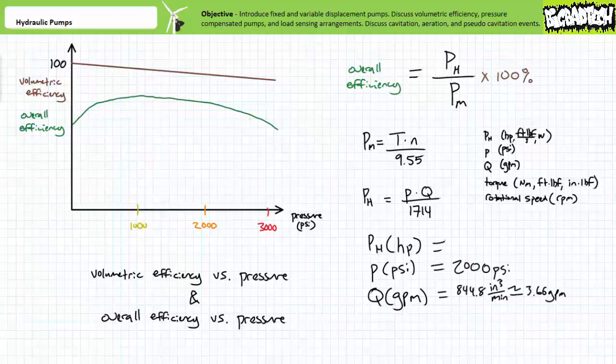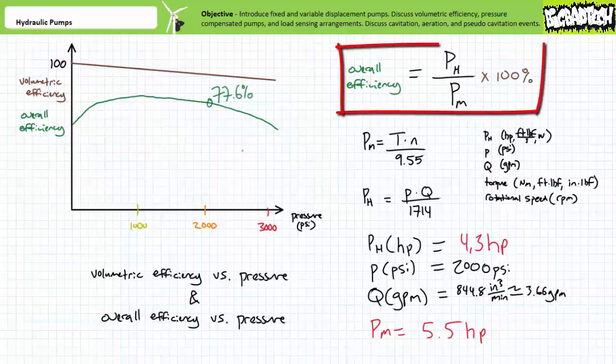Just going with this formula, it can be shown that a flow rate of 844.8 cubic inches per minute, or roughly 3.66 gallons per minute at 2000 psi, represents roughly 4.3 horsepower of hydraulic power. If the pump was actually consuming 5.5 horsepower of mechanical power from the prime mover, this means the overall efficiency at this point would be roughly 77.6%.